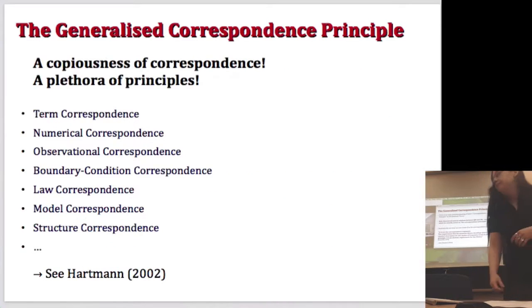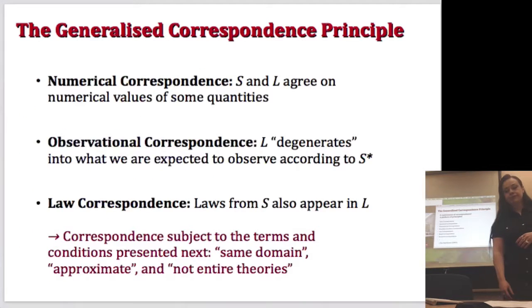Seven different relations. I'm not going to go through all of them today. The ones that I think are interesting for our purposes are numerical correspondence, where S, the old theory, and L, the new theory, agree on numerical values of some quantities. Observational correspondence, which is the quantitative version of this, where L degenerates into what we are expected to observe according to the old theory. And also law correspondence, where laws from the old theory also appear in the new theory.